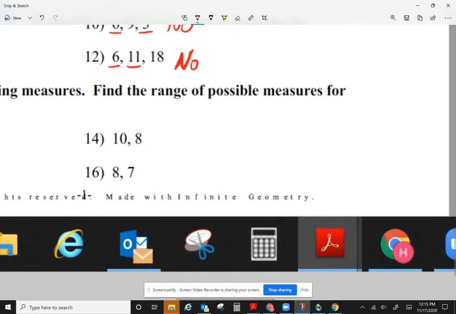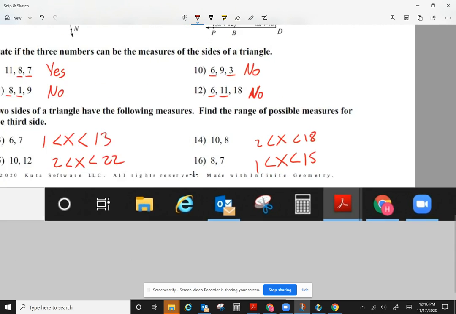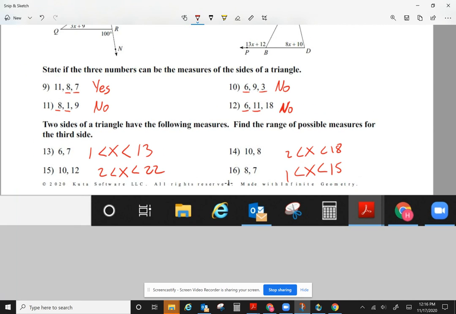Looking at question number 14, I'm going to say x must be in between 2 and 18. The way I came up with the 2 is I subtracted my values. The way I came up with the 18 is I added the values. And lastly, x has to be between 1 and 15. I subtracted my values to get the 1. I added my values to get the 15. It's all together. There shouldn't be any spaces anywhere. And don't forget that I'm using the inequality, the less than sign. So don't use any other signs. That's how you're going to be typing in the homework.